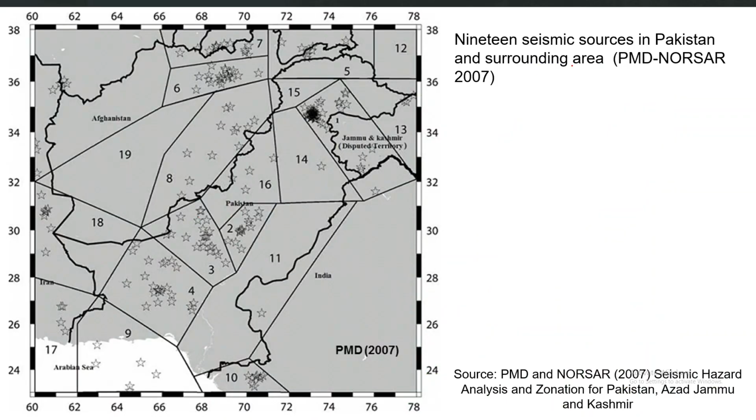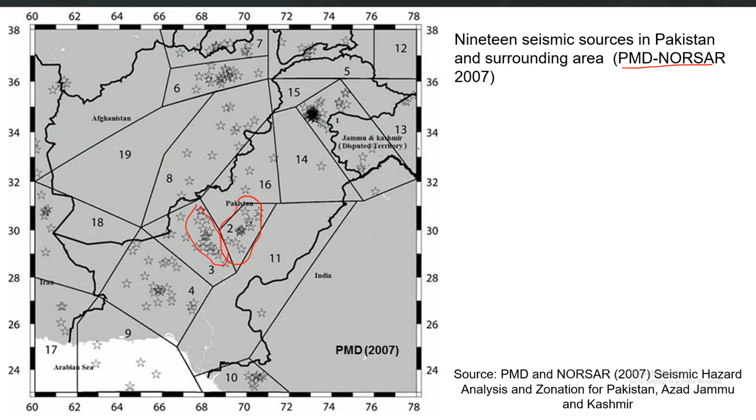Another study which was conducted in 2007 by Pakistan Meteorological Department and NORSAR, which is the Norwegian Seismic Array. So you can see here that the country was divided into different source zones. So you can see here that where the historical earthquakes are higher, the size of the source zone is smaller, and where the historical earthquakes are not that much, the size of the source zone can be larger also.